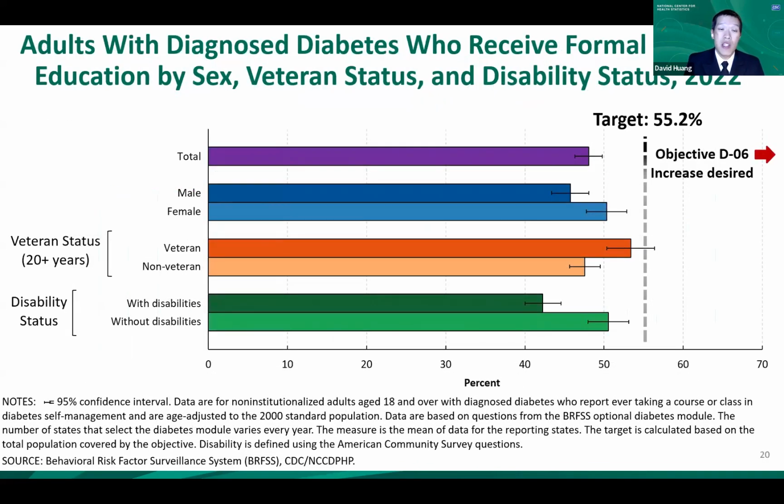This slide shows diabetes education by sex, veteran status, and disability status in 2022. The differences observed by sex and veteran status were not statistically significant. Among disability status groups, adults without disabilities had the highest rate, 50.5%, and adults with disabilities had the lowest rate, 42.3%. Next slide, please.